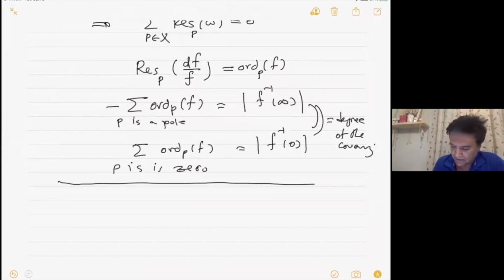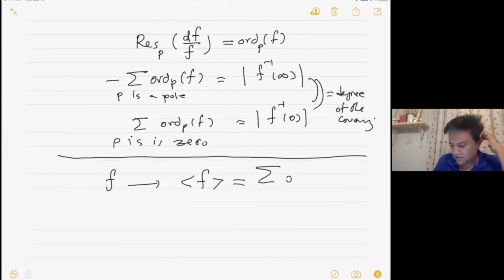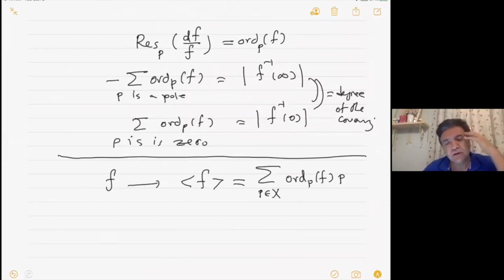Okay. And we come to the point where we can define divisors. So any function f will give me a divisor, which I denote by bracket of f, which is a formal sum of points on the Riemann surface with multiplicities given by the ord function. This is a finite sum because, as I told you, any function has only finitely many poles and zeros. And this is a divisor of degree 0. That means that if you add these multiplicities, you get 0.